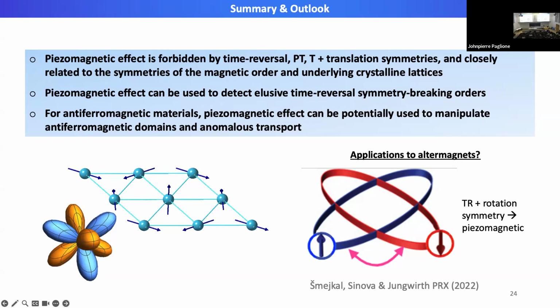And for antiferromagnetic materials, they can be used to manipulate the antiferromagnetic order, and hopefully we are also able to apply this piezomagnetic effect to better manipulate the electronic properties of this emerging class of materials, the altermagnets.